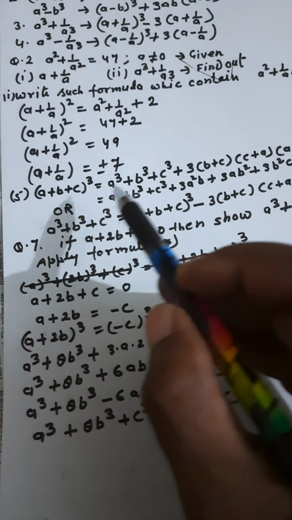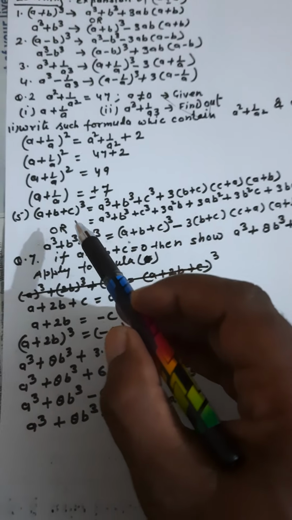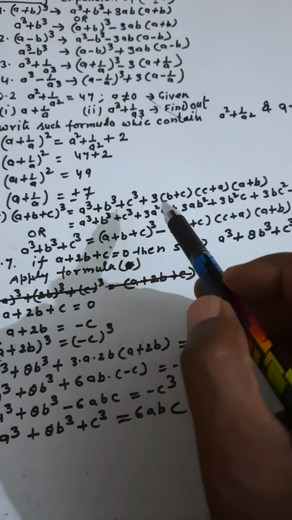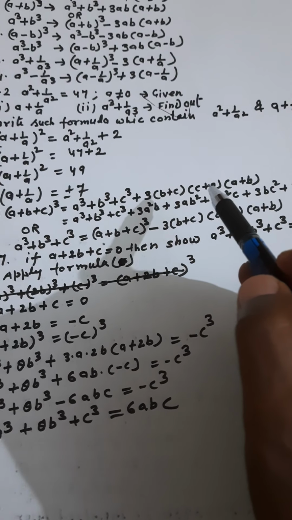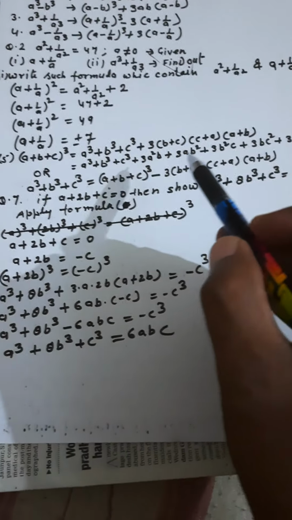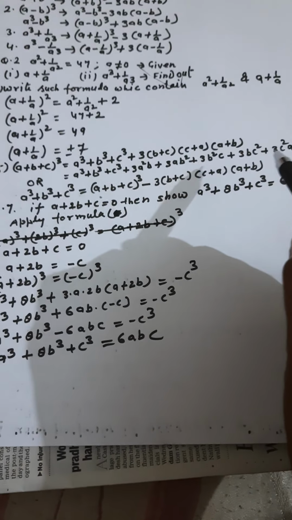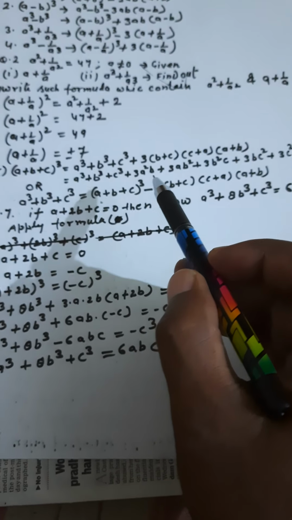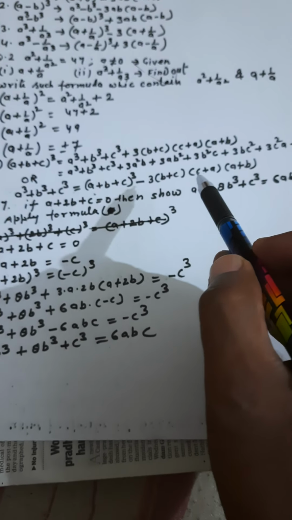In the same manner, here some more formulas are there. (a + b + c)³ = a³ + b³ + c³ + 3(b + c)(c + a)(a + b). And it can be written in the expanded form also in such a way: a³ + b³ + c³ = (a + b + c)³ − 3(b + c)(c + a)(a + b).